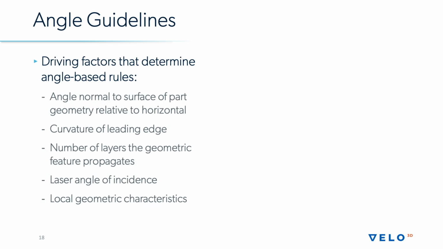As I said, it's not a 45-degree rule. It's not a 10-degree rule. It's not one single number. It's obviously dependent on quite a few different factors. Being able to print the feature without supports is certainly highly dependent on the angle normal to the surface, but it's also dependent on some other things. It depends on the curvature of the leading edge of growth of the part, the number of layers that you're trying to propagate this specific feature, the angle of incidence of the laser relative to the angle of growth, and other local geometric effects that affect how the energy is being absorbed into the part locally and how the melt pool is behaving locally.